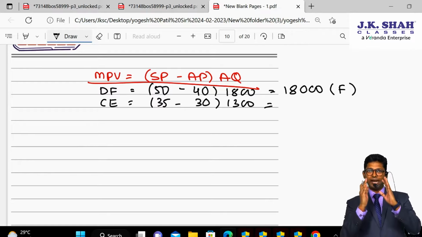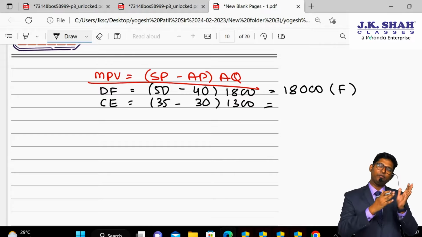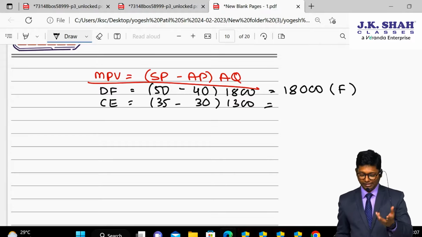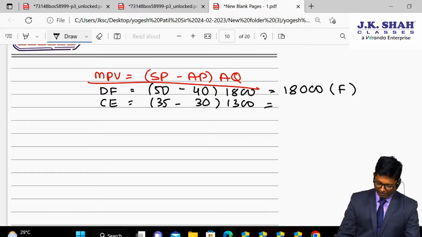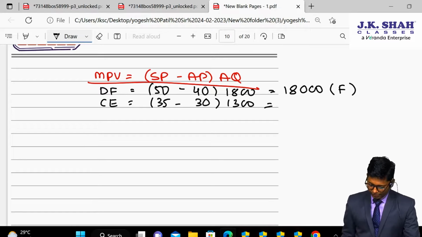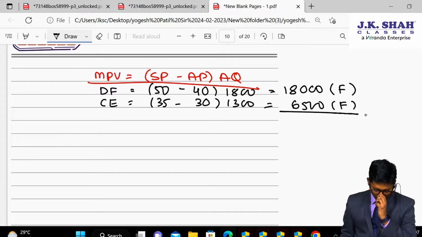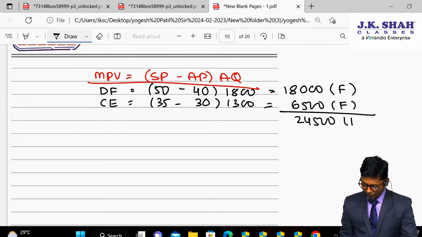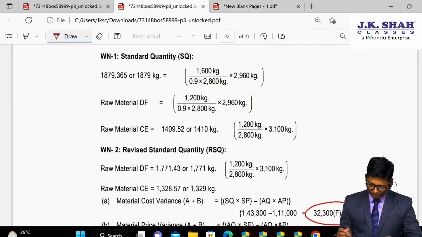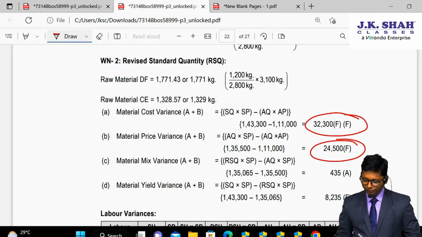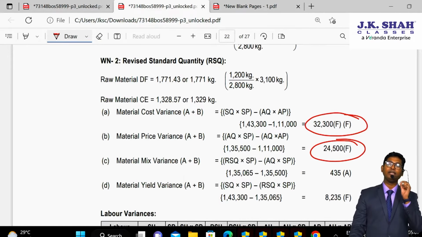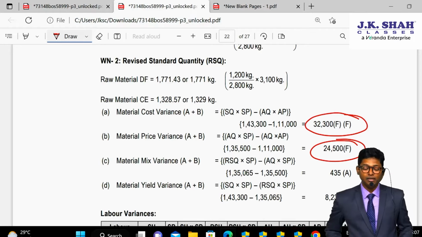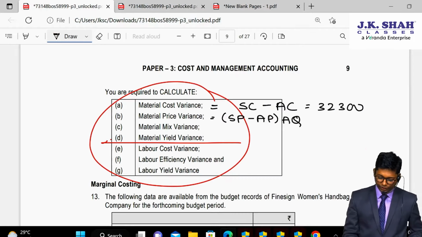That means you set the estimation to spend 50 rupees. Actually you spent only 40 rupees. There is a saving of cost. 35 minus 5 into 30 is equal to 6,500. It is also favorable. Overall favorable performance of the company. It's a good performance of the company. 24,500. It is favorable answer. You can check here. 24,500 is a favorable. When answer is positive, that is good for the company. Company saving the cost. They have saved the cost according to the given data.